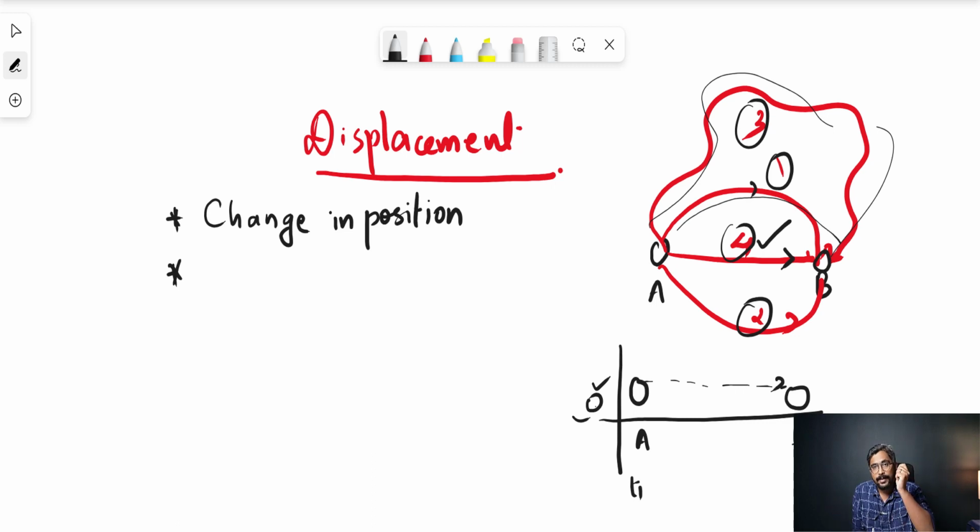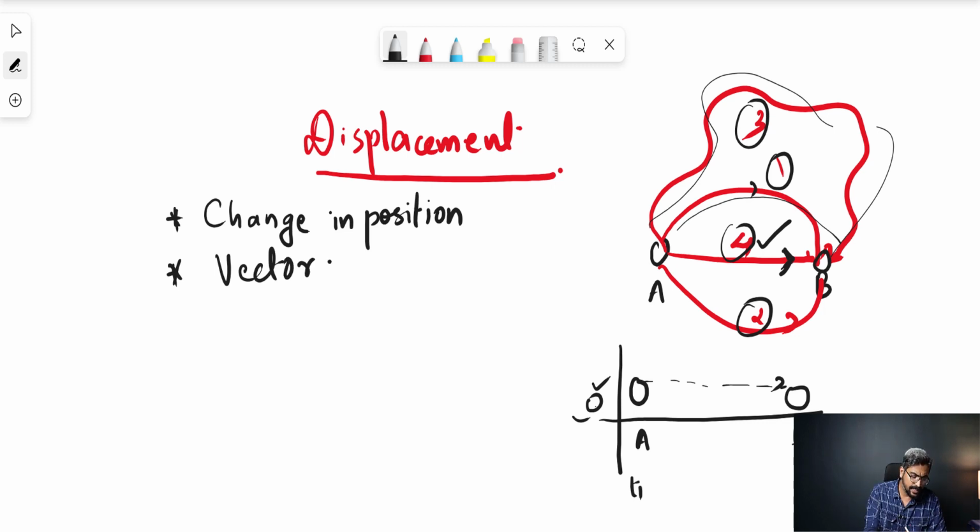It should have a direction. That means, obviously, in order to get the shortest distance, it will have only one particular direction. So definitely the direction has a very important role to play there. So we can say it has both magnitude as well as direction. So it is a vector quantity.